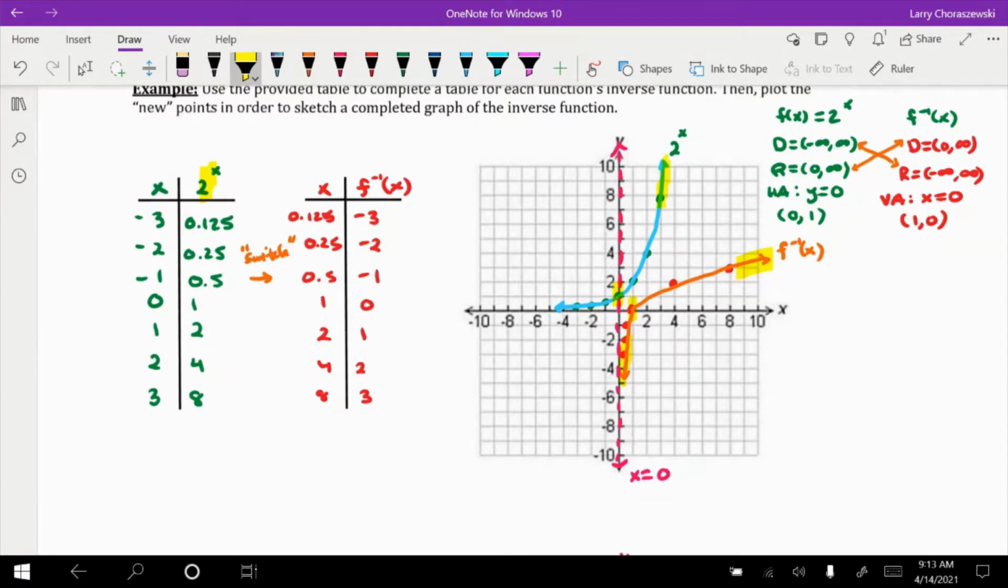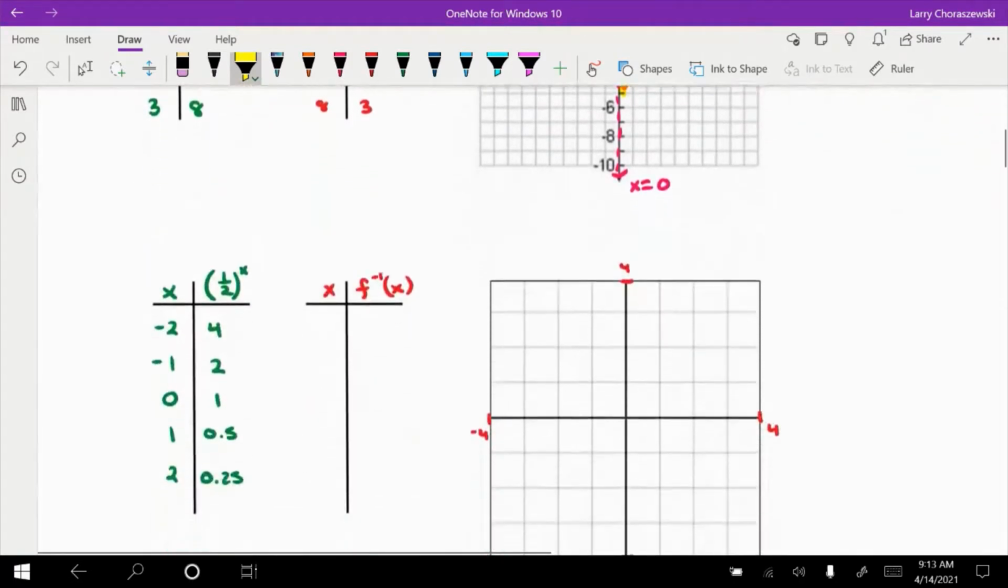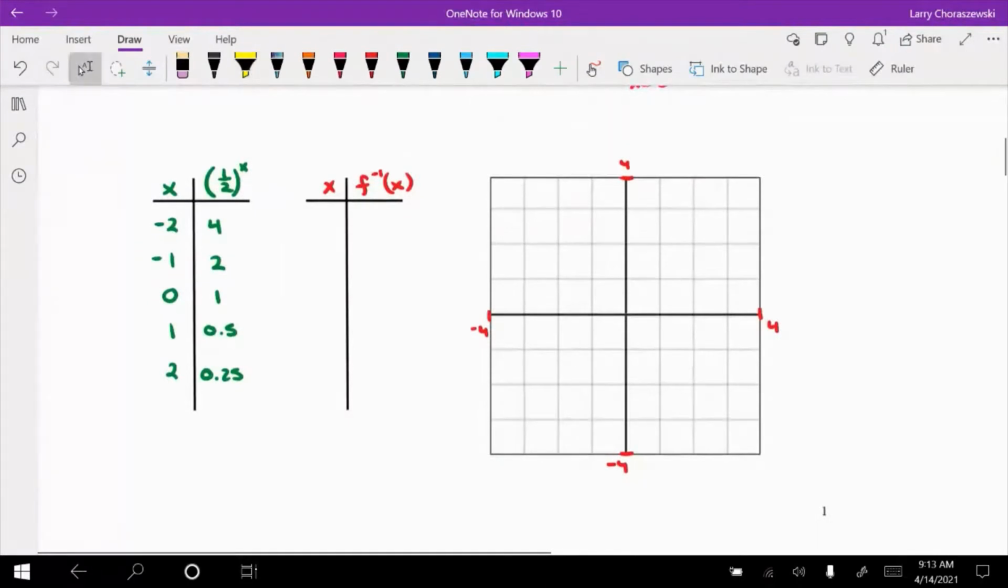But for right now, I'd like you folks to take a couple minutes to form the points on the inverse function for the graph of 1/2 to the x, and then graph both these functions using this coordinate plane. Okay, so I'll check in with you in just a few minutes to see how we did, and then we'll go from there.